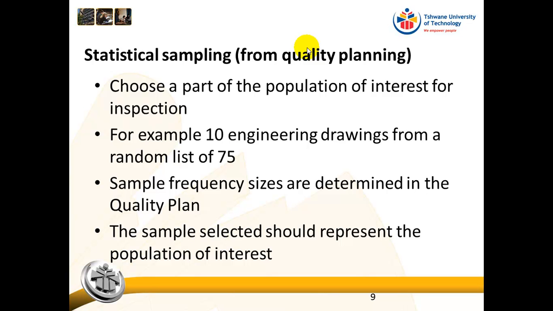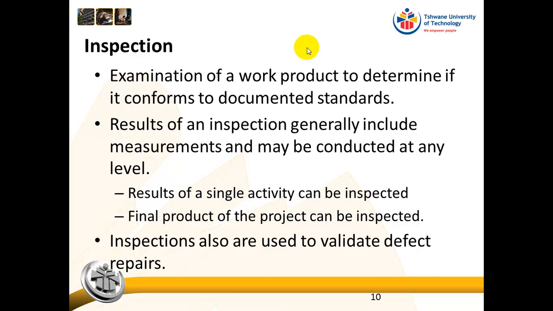And we determine the sampling frequencies in the quality plan. So remember, these things don't just happen randomly. When we plan for quality on the project, we have to decide what do we want to inspect, what do we want to review, how often do we want to inspect, how often do we want to review. And the sample selected should represent the population of interest.